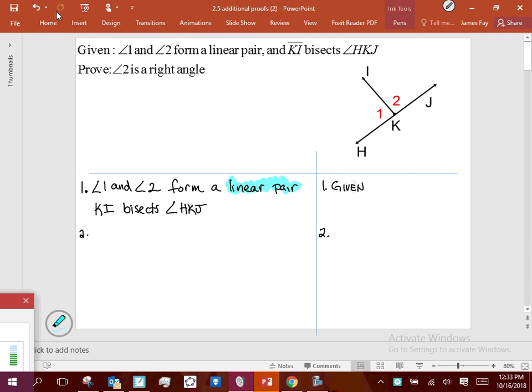Okay? When we say linear pair, okay, did anybody put measure of angle 1 plus measure of angle 2 equals 180? Nobody put that? Okay, that's good. Okay, so what'd you put then for statement number 2? If they don't equal 180, what'd you say? Anybody say angle 1 and angle 2 are supplementary?